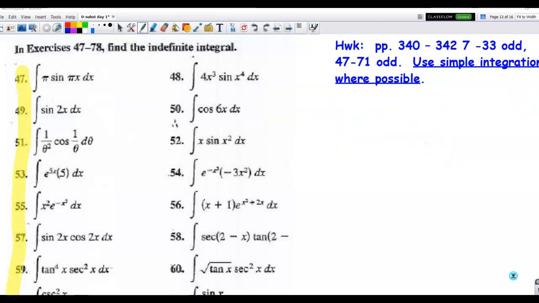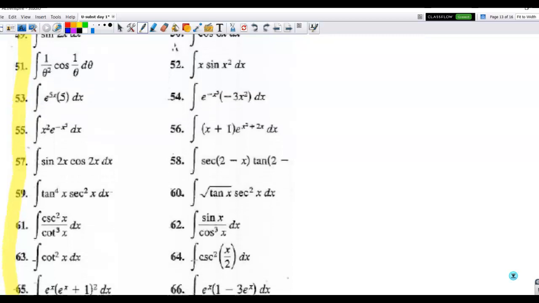Number 51. Don't be alarmed because you see fractions. I mean, I know we don't love them, but they're not bad. All right, so I'm looking for my inside function again. This is the same as the last problem. So parentheses around the cosines operating on my angle. So I'm going to let u equal the angle, the inside function, and I'm going to rewrite that as theta to the negative 1 power.